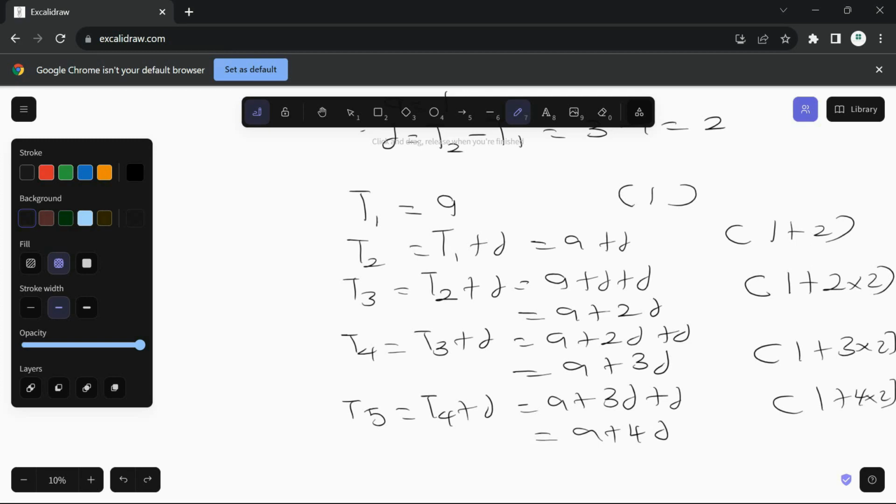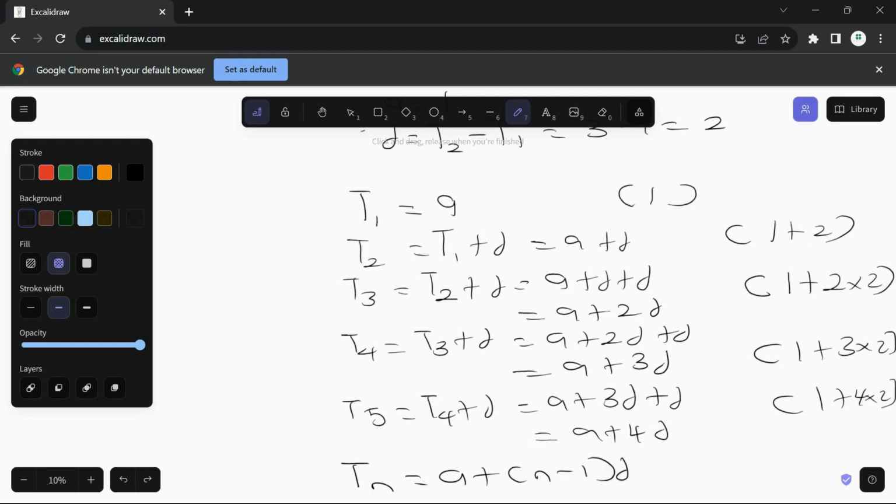What do we notice about this? Let's start from the second value. The second value was A plus how many D's? 1D. The third value was A plus 2D's. The fourth value was A plus 3D's. The fifth value was A plus 4D. Can you see a pattern here? What is the pattern? To find the nth value, that is just A plus n minus 1 D.